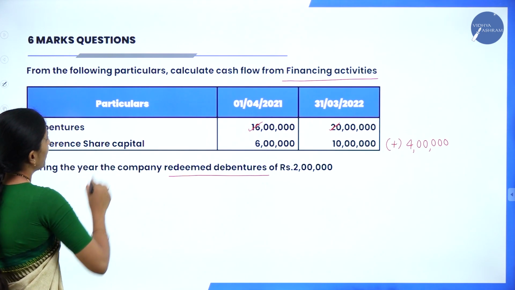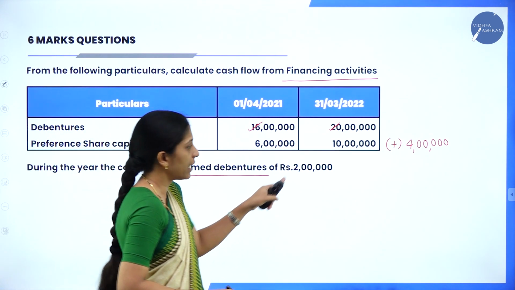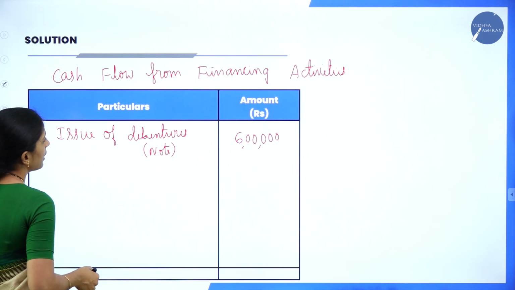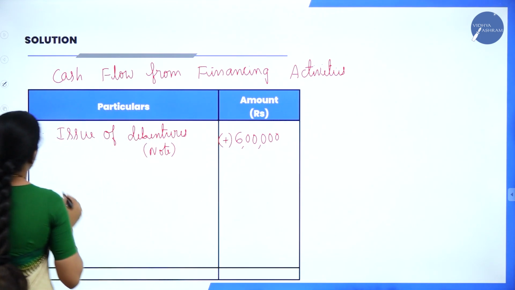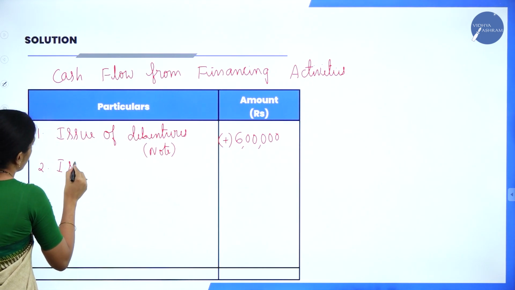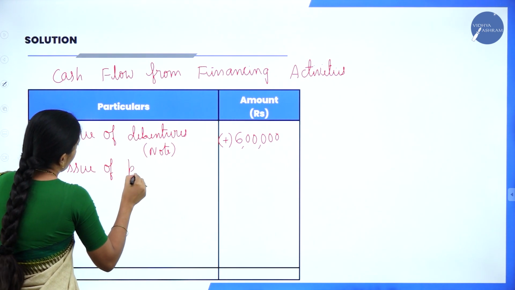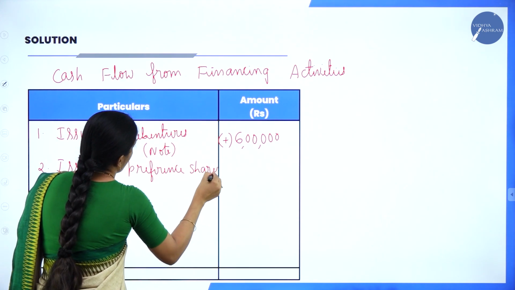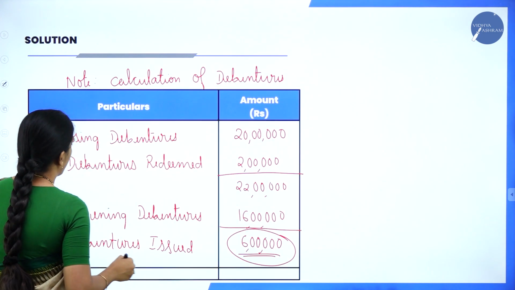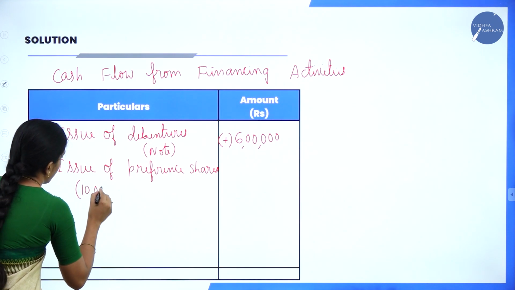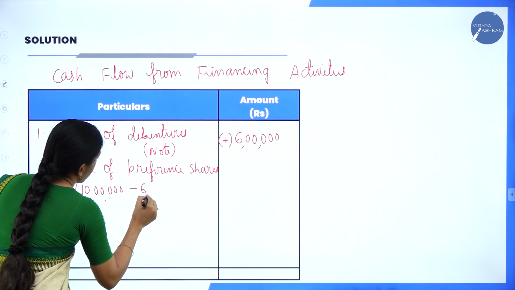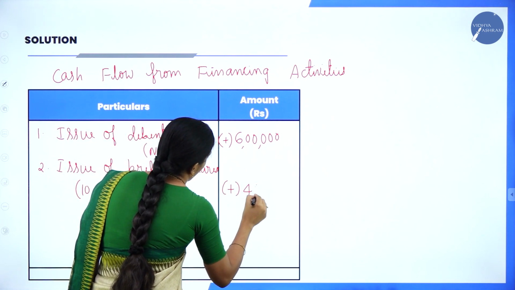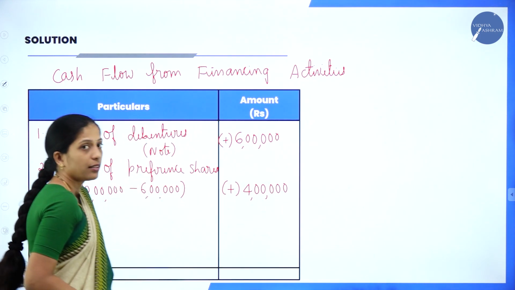Now coming to the second one, preference share capital. Earlier it was 6 lakh. Now it is 10 lakh. So issue of preference shares, plus 4 lakh. Next, issue of preference shares. So you can show the calculation: 10 lakh minus 6 lakh. So it will be plus 4 lakh. Done?